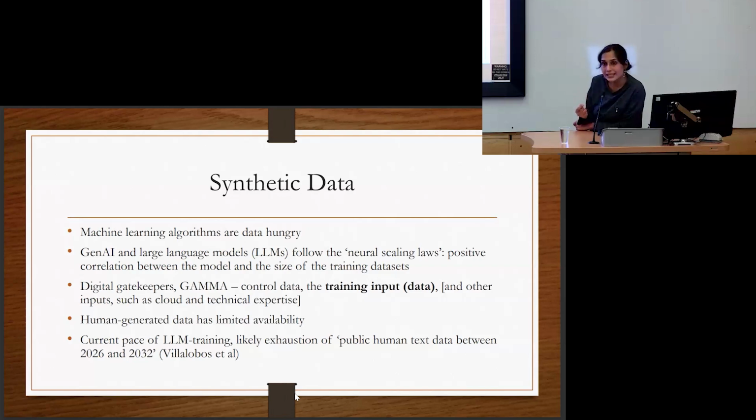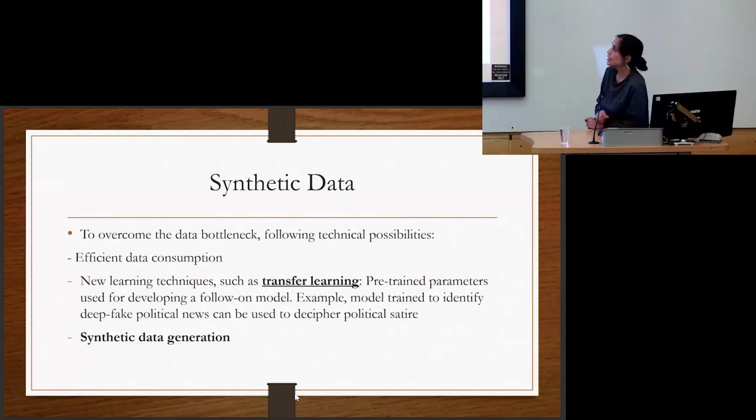Why? Because studies suggest that at the current pace of training of generative AI models, we'll run out of publicly available human-generated data somewhere between 2026 and 2032. That means that there has to be another alternative source of data. And that is what we call synthetic data.